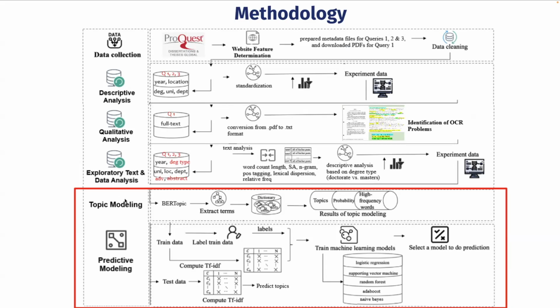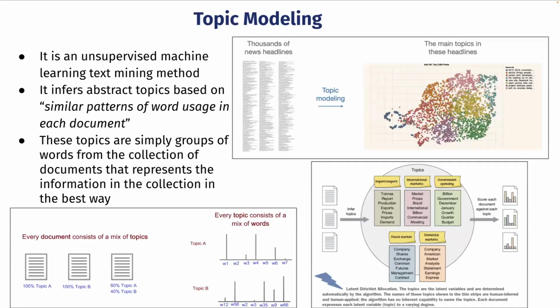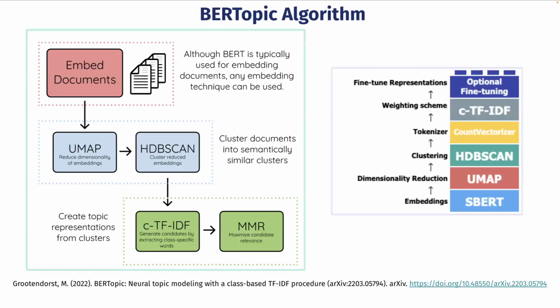But in this presentation, I'm just going to focus on these two parts of my project, which are topic modeling and machine learning. Topic modeling is an unsupervised machine learning technique which infers topics based on similar patterns of word usage. So these topics are simply groups of words from the collection of documents that represent the information in the best way. In this project, I used the BERTopic algorithm, which is a neural topic modeling algorithm.